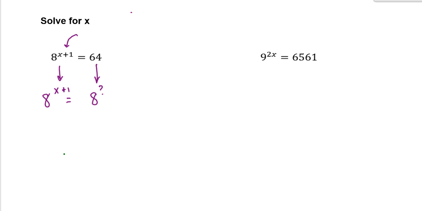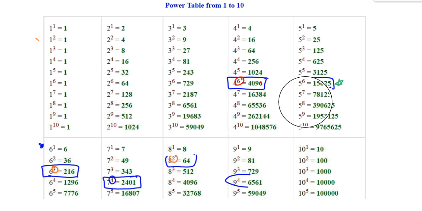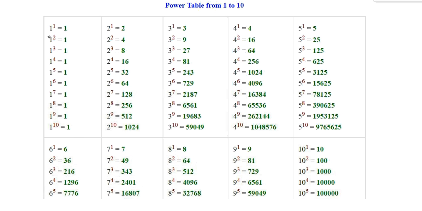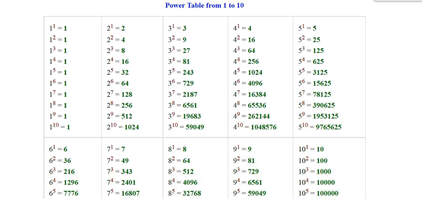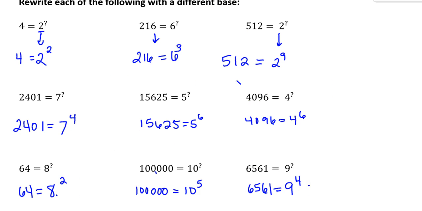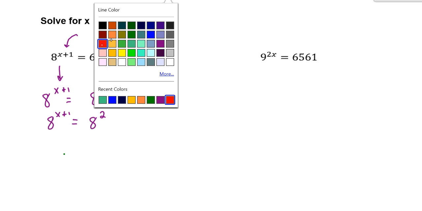So again, looking back at our handy dandy little table here, I need to erase this. It's getting messy. There we go. A little bit better. Okay, so we're looking in the 8 column, and I'm looking for 64. So 8 to the second power equals 64. Right. Now they have the same base.